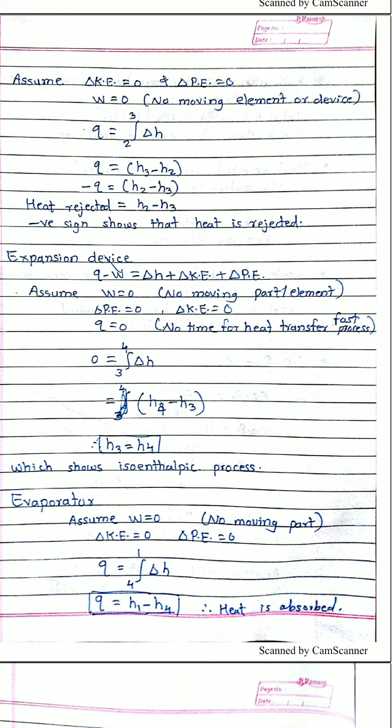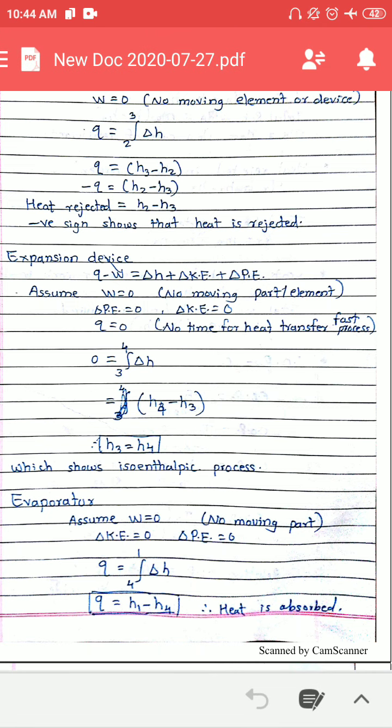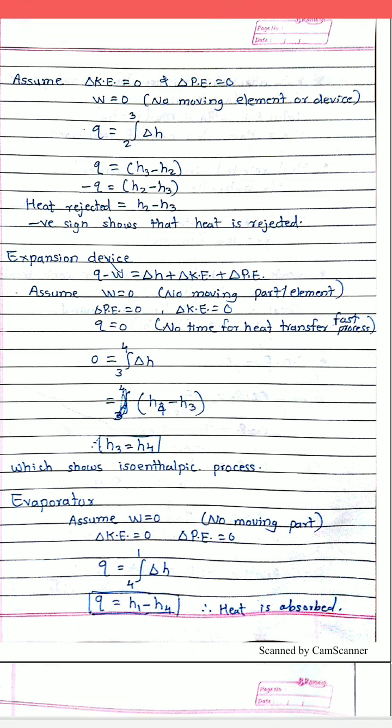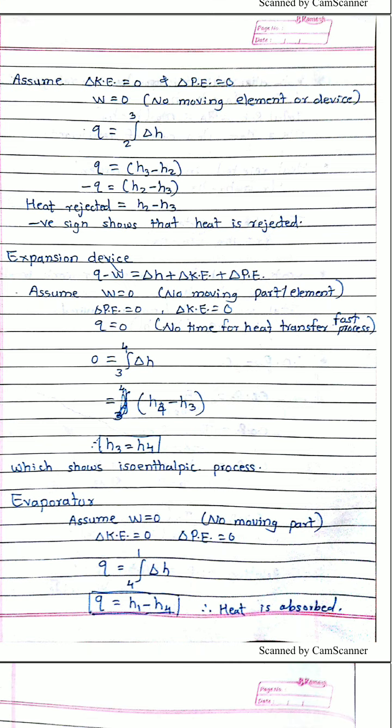Please remember, please focus on the upper part, H2 minus H3, and here H1 minus H4. For H2 minus H3, we are taking Q as negative. So the value is negative, and that's why in the condenser we say that heat is rejected, and in the evaporator the value of Q is positive. So at that time we say that heat is absorbed. So these are the 4 points. On this basis you can solve the enthalpy problem.